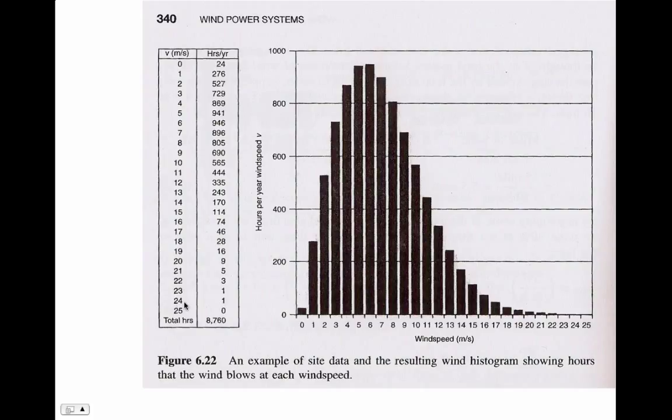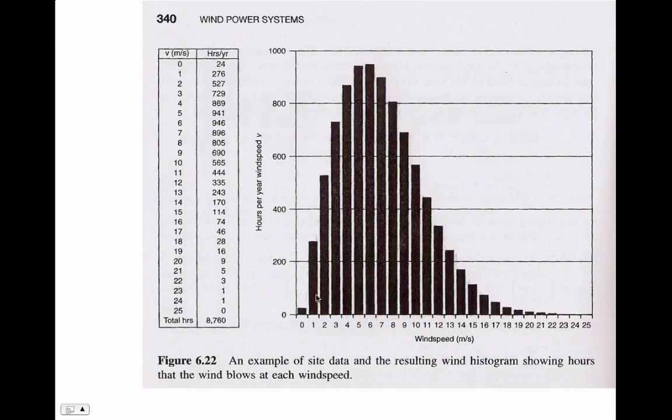So why would you design your turbine to operate at 24 mile per hour wind speed when you're only going to get that 1 hour a year? And if we just plot these, this is what it looks like. So it's showing you that in this case at 1 meter per second, it's somewhere around 276 hours. And then over here at 7 meters per second, it is 896. And so this is the shape. This is called a histogram, and it's showing you the shape.